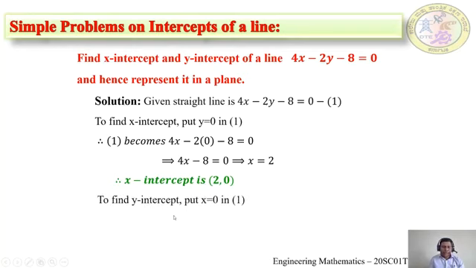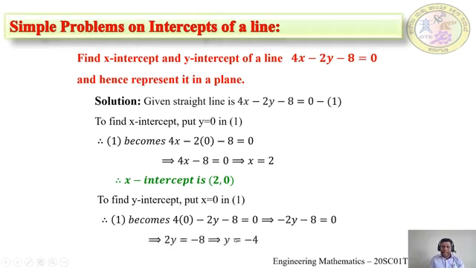Then to find y-intercept, put x equal to 0 in equation 1. We have found x-intercept is 2 comma 0. Now to find y-intercept, put x equal to 0 in equation 1. So if you put x equal to 0 here, equation 1 becomes 4 into 0 minus 2 into y minus 8 equal to 0. So if you simplify, this value becomes 0 minus 2y minus 8 equal to 0. If you take minus 2y to that side, it will become plus 2y, and minus 8 remains here only.